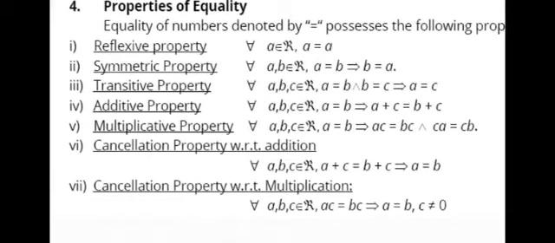Cancellation property: with respect to addition, A plus C, B plus C, C on both sides is the same, we can cancel it. Cancellation property for multiplication: A into C is equal to B into C, and we divide by C, we get A is equal to B, and C is not equal to 0.